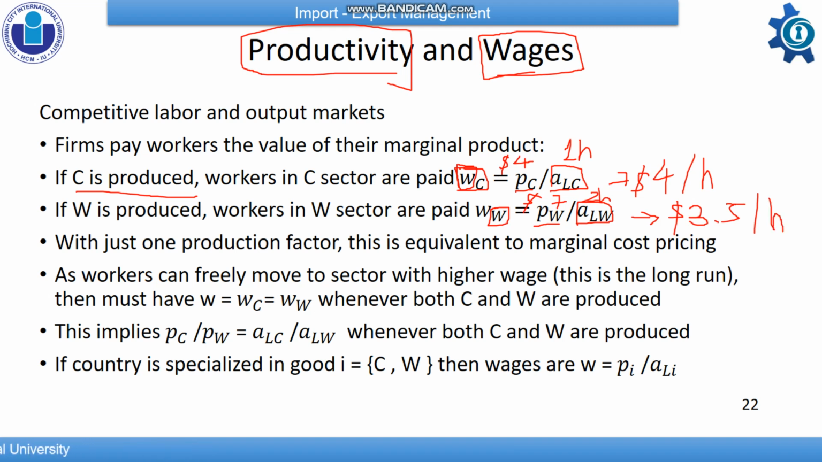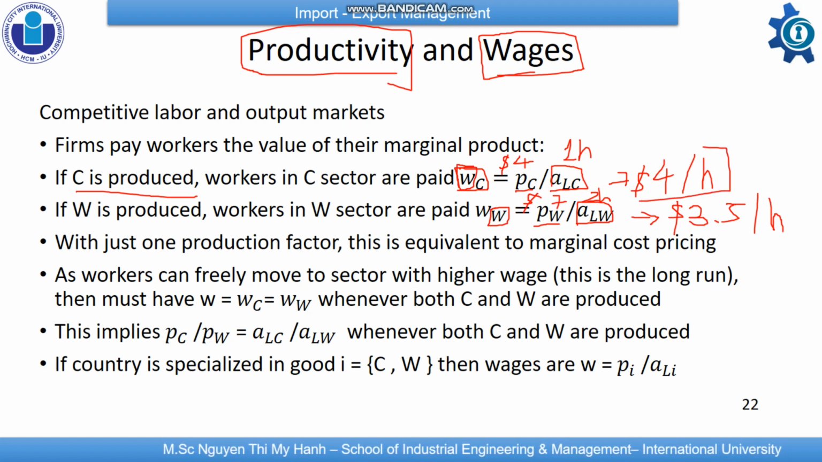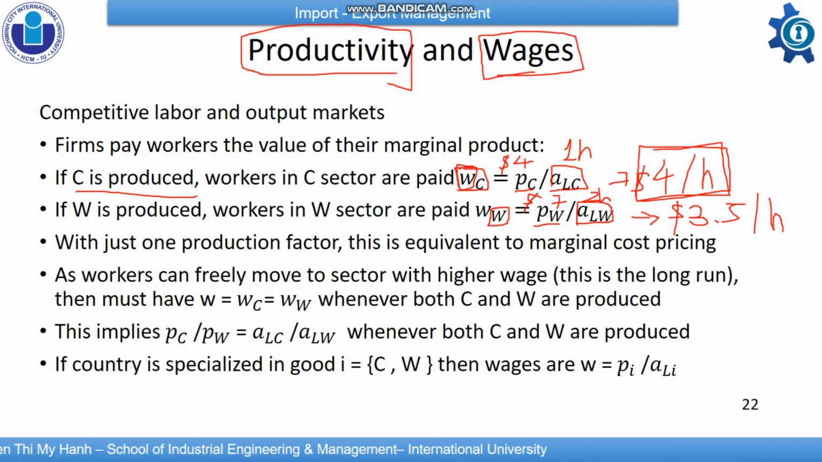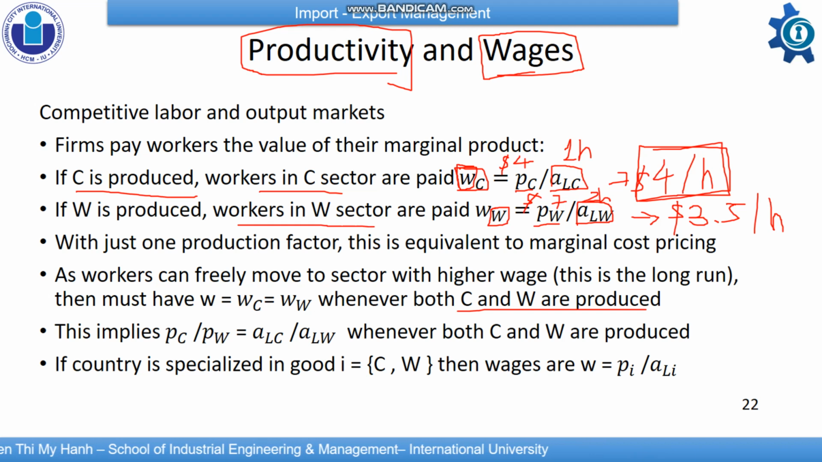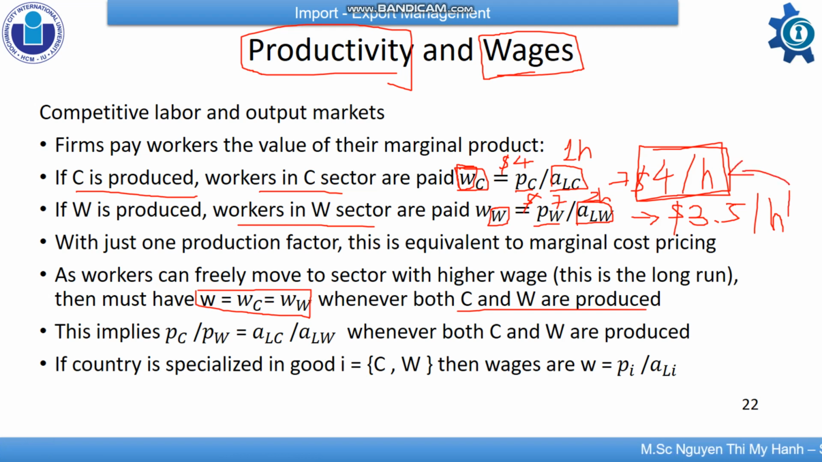Okay, do you still remember that they try to maximize their earning, right? So they will tend to focus on the products that give them more earning. So whenever both cheese and Y are produced, the wage in the long run of workers in C sector and workers in W sector has to be equal to each other. Because if one is higher, the labor from Y sector will just jump to the other sector.